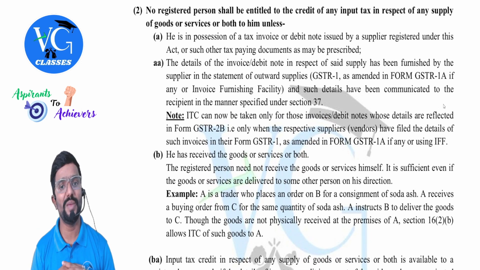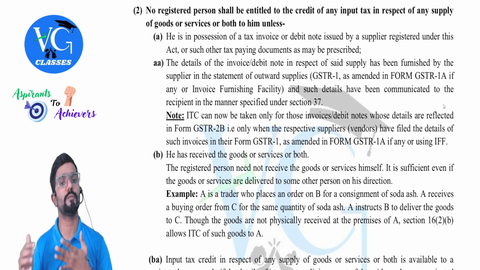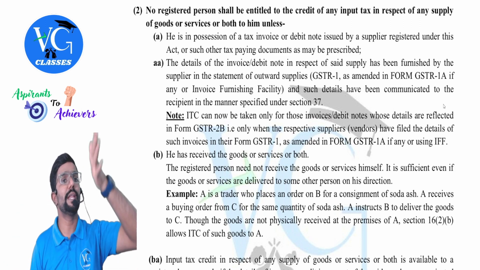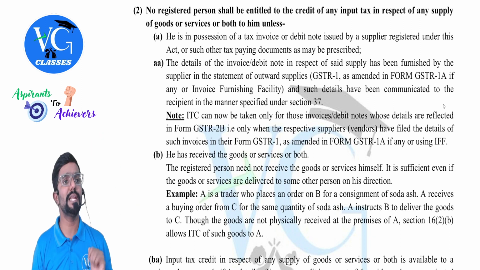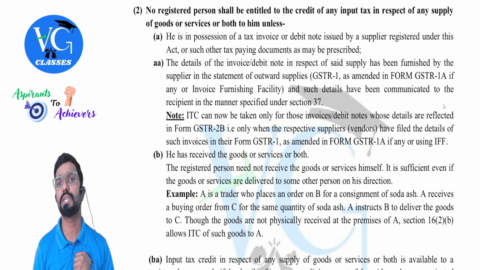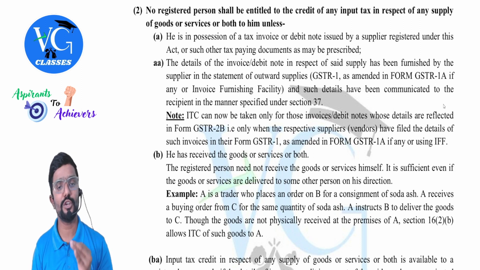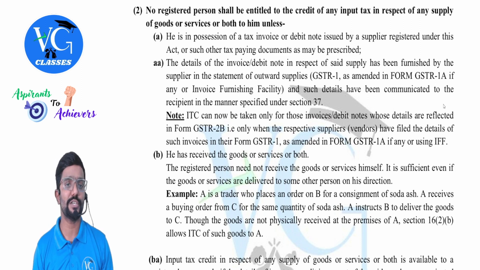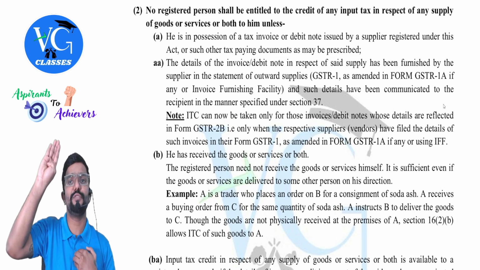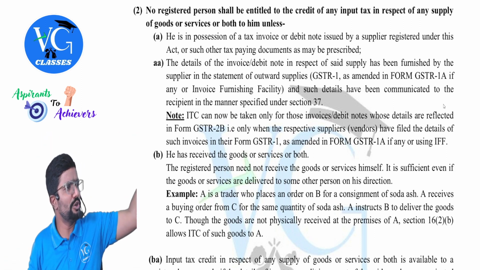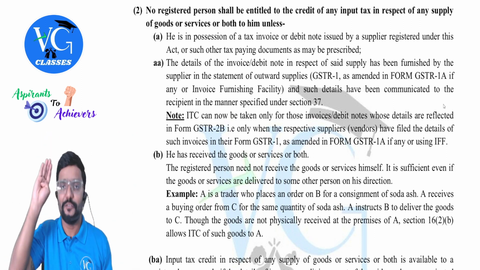No registered person shall be entitled to the credit of any input tax in respect of any supply of goods or services or both to him unless, meaning a registered person cannot claim the credit unless he satisfies all the following conditions, guys. So what are those conditions? Clause A. He is in possession of a tax invoice or debit note issued by a supplier registered under this Act or such other tax paying document as may be prescribed. Yes, in simple terms, the recipient should have a copy of the tax invoice or any other document issued by whom? Supplier.